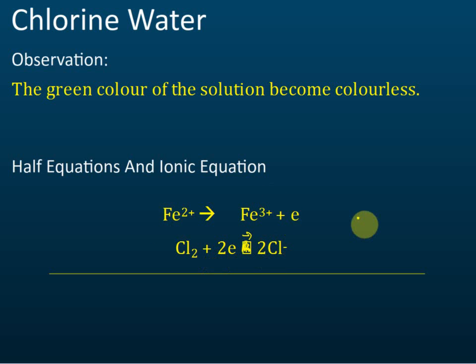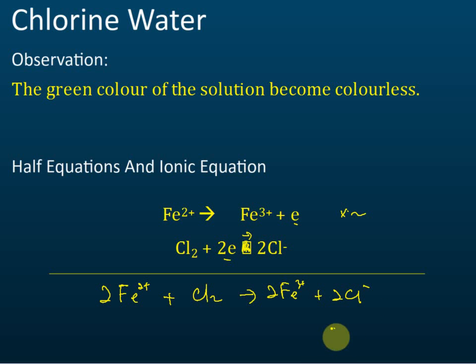To make the equation balance, this one is times 2, because this one has 1 electron and this one has 2 electrons. So we have 2 Fe 2 positive ions plus chlorine produces 2 iron 3 ions plus 2 chloride. So these are the ionic equations. Check your answer here.